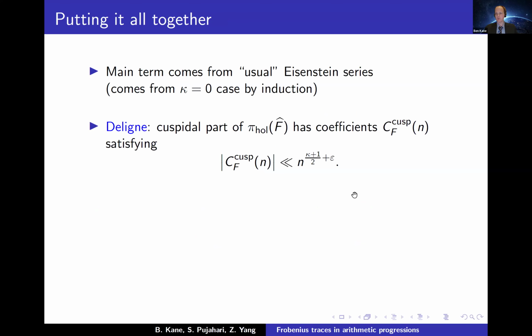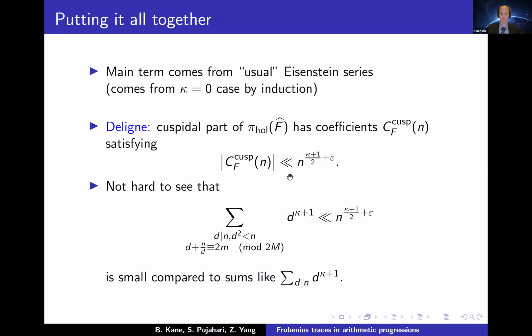And it turns out the main term that's going to give us the main asymptotic is going to come from the Eisenstein series, the kappa equals 0 case. And the cuspidal part is bounded by a result of Deligne, much smaller. And it turns out that this error term from this other Eisenstein series is also bounded by the same size as Deligne's bound.